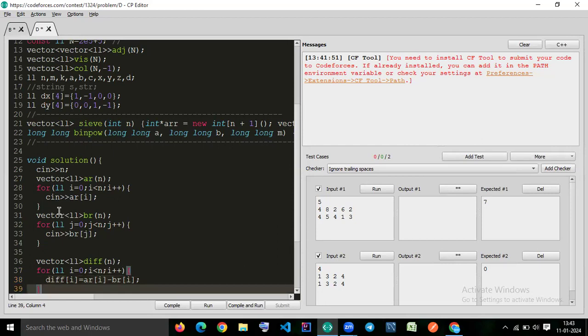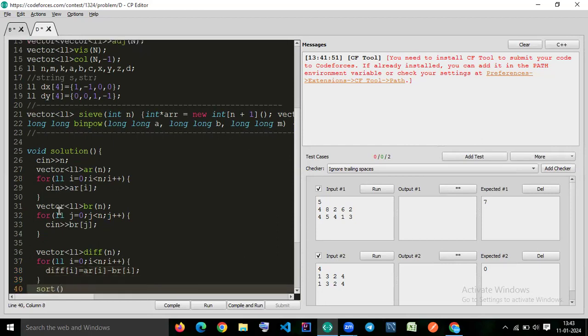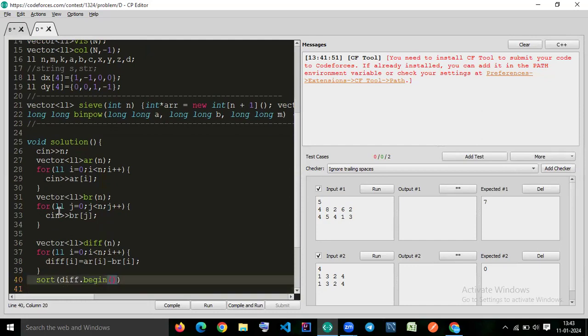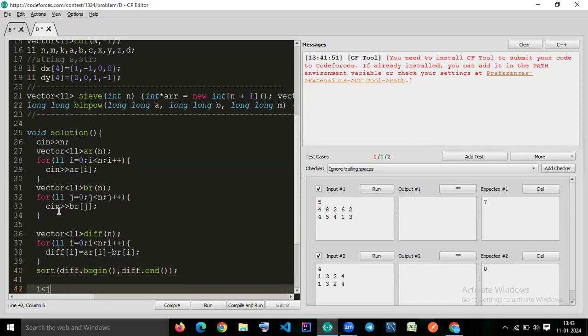After that you can easily sort the array, sort diff dot begin. You can check why i less than j will work even after sorting. Just check it out before sorting: what are the indices being picked? i less than j works after sorting, but you have to check it. Check before sorting what the pairs are, and after sorting what pairs you are selecting.